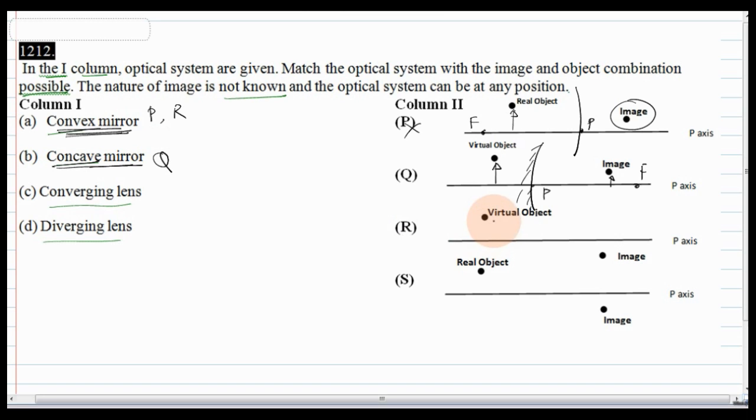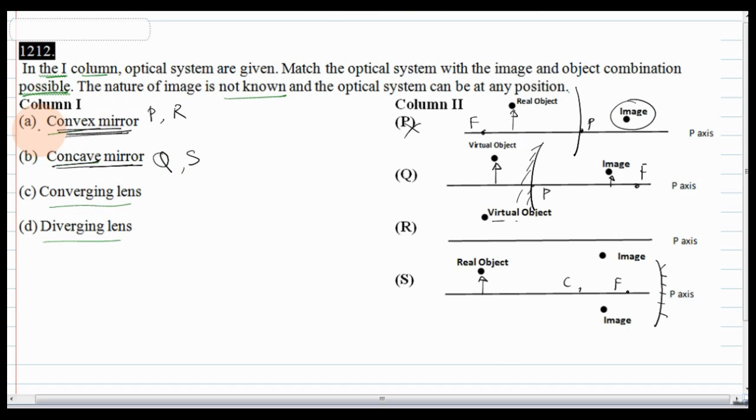Now the next case, we have a virtual object again and its inverted image. A concave mirror never forms an inverted image of a virtual object, so this is not matching with B. Now for the last case, a real object and its inverted diminished image. Yes, it is possible with a concave mirror, with the image between focus and center of curvature and the object beyond center of curvature. Yes, this is possible for a concave mirror.